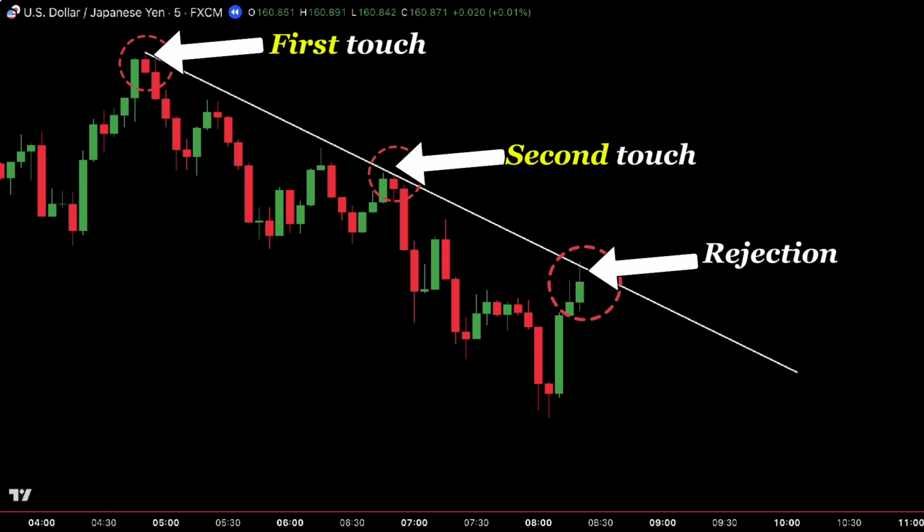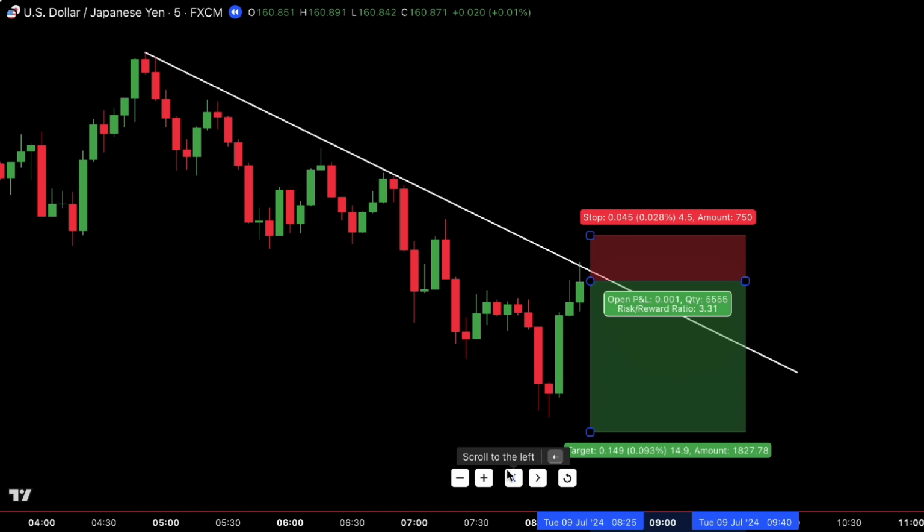At this point, it's easy to think, the market is still trending down. Price rejected the trend line again. This should continue lower. So you enter the trade. You place your entry at the close of the rejection candle, your stop loss above the trend line, and your target at the next support level. But look at what happens next.